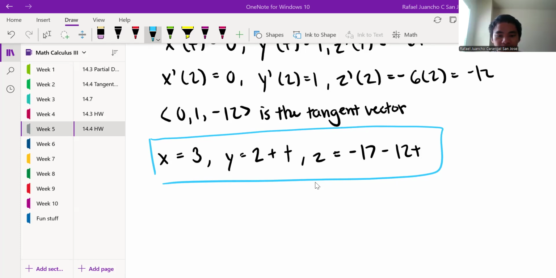But yeah, let me just try and plug it in. Enter them as comma separated lists. x is 3, y is 2 plus d, and z is negative 17 minus 12d. Yep, with commas. Okay, let me see if we got that down.